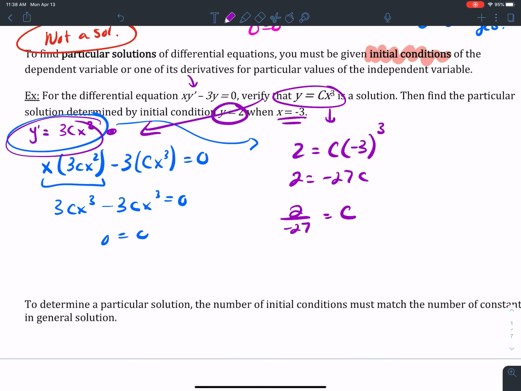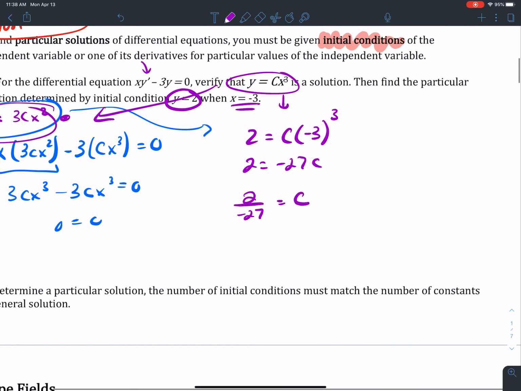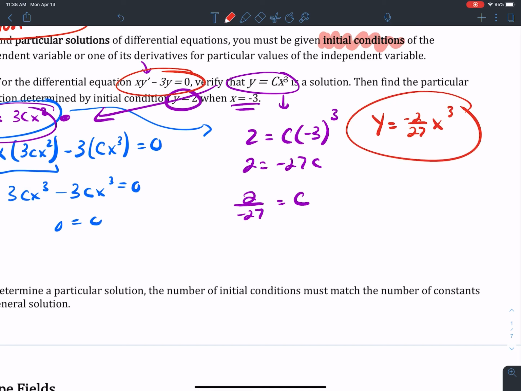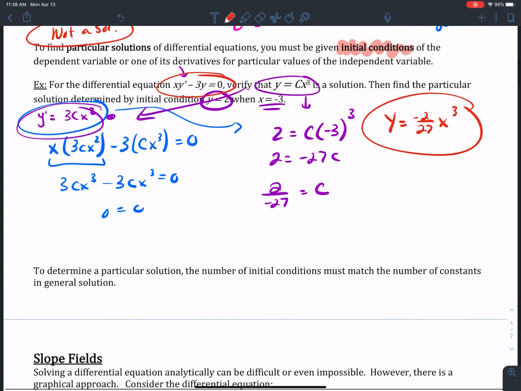So what that would mean then is if we're looking for a particular solution, one specific curve, one curve that would guarantee to satisfy this differential equation would be negative 2/27 x to the third. Pretty much all that has been reviewed, nice warm-up stuff.